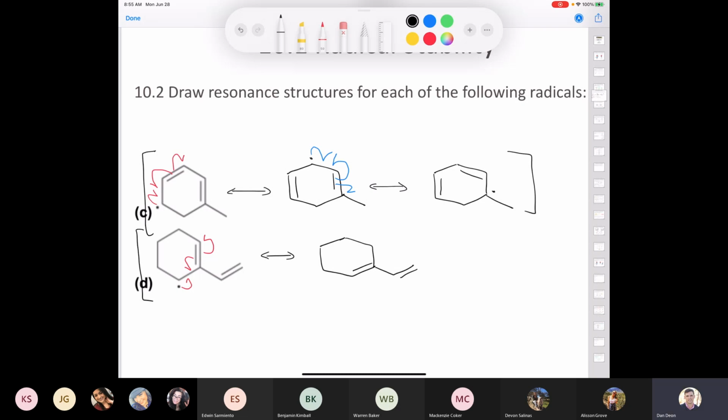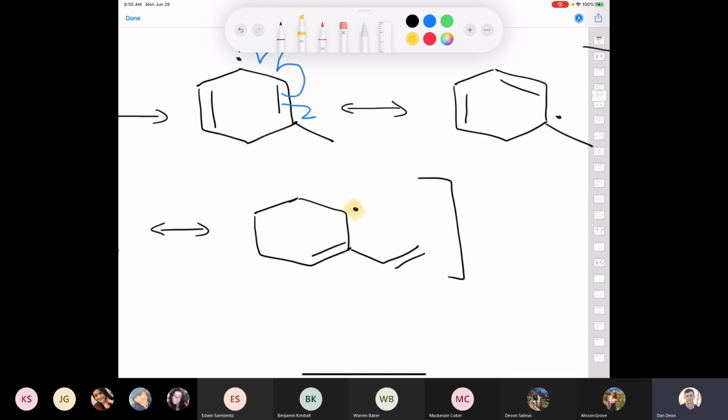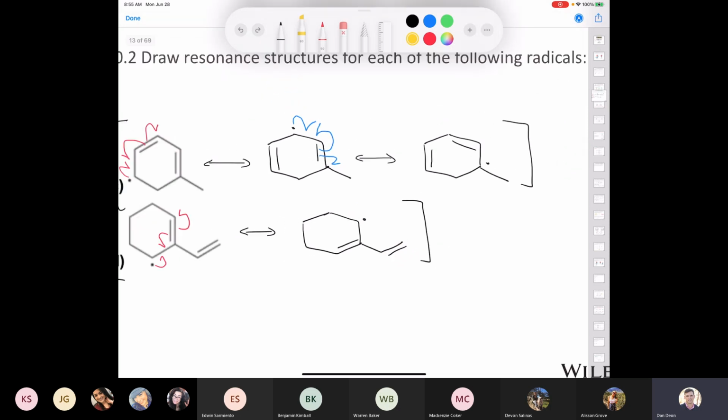There we go. So this one has no other resonance contributors, does it? Right? Why not? Because this unpaired electron, this radical, is not allylic to this double bond. It's not allylic. So there's only that one resonance contributor. There's nothing else. The unpaired electron is not allylic to the other pi bond, and so there's only one resonance contributor, and we've drawn it.